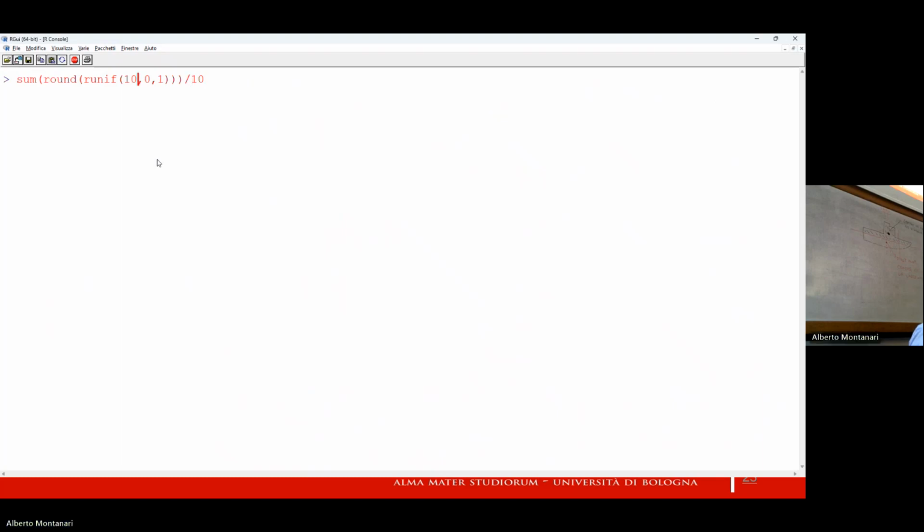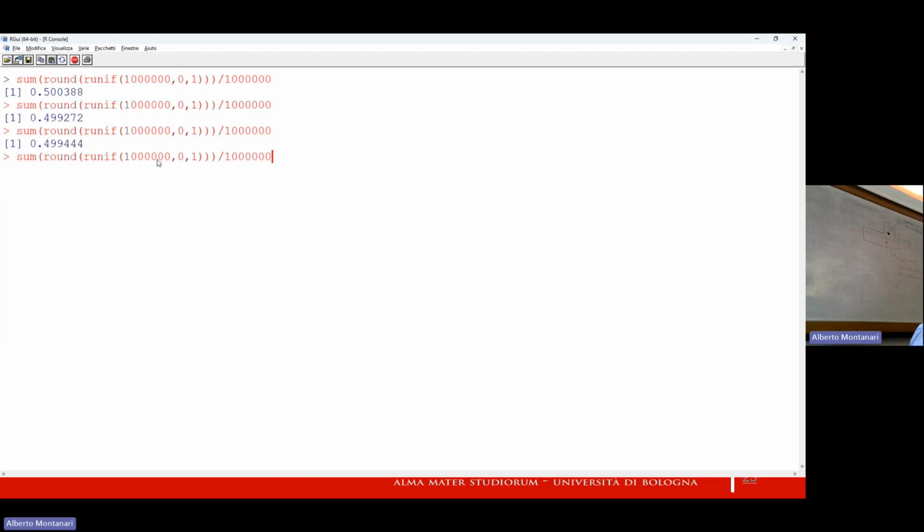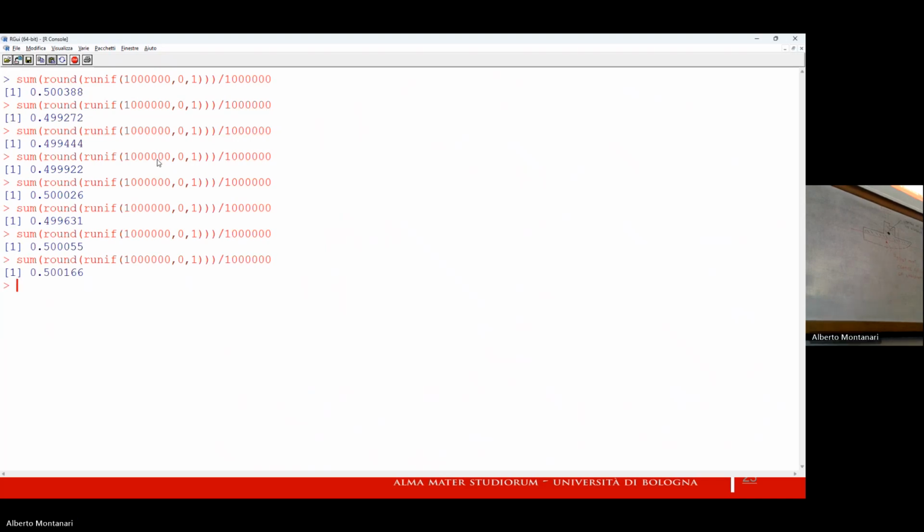If I increase to 1 million, very close to 0.5, very close to 0.5, very close to 0.5. You see? So frequency is asymptotically identical to probability. Asymptotically. You make a very large number of attempts, and frequency is equal to probability. So this gives us a way of computing the probability of whatever we want by measuring the frequency, provided we have a long observation record.